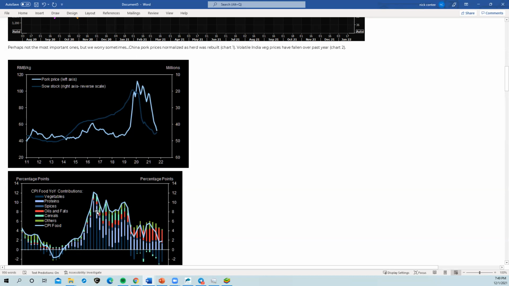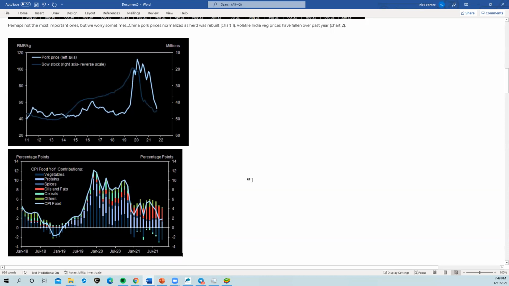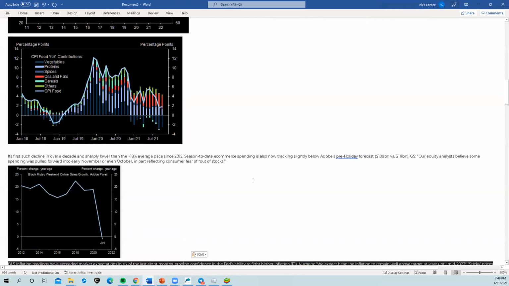So you got the CPI, and these are the percentages of what breaks down into the CPI. We can also see these pork prices, which is an indication that inflation has dropped or ended up being transitory, even though Powell said we got to quit saying that word.